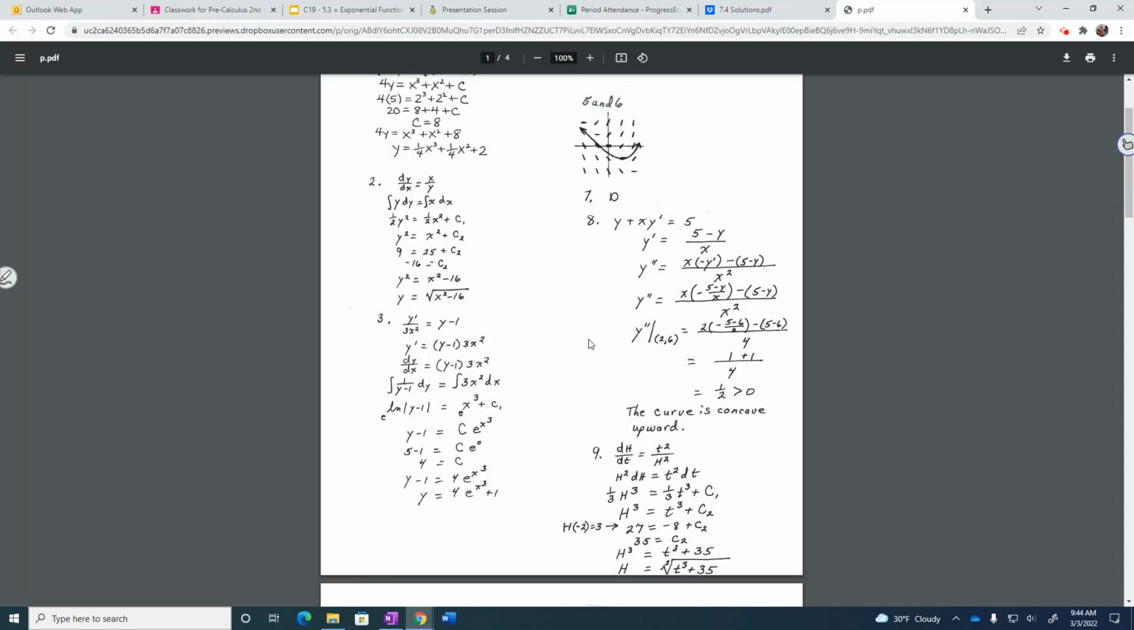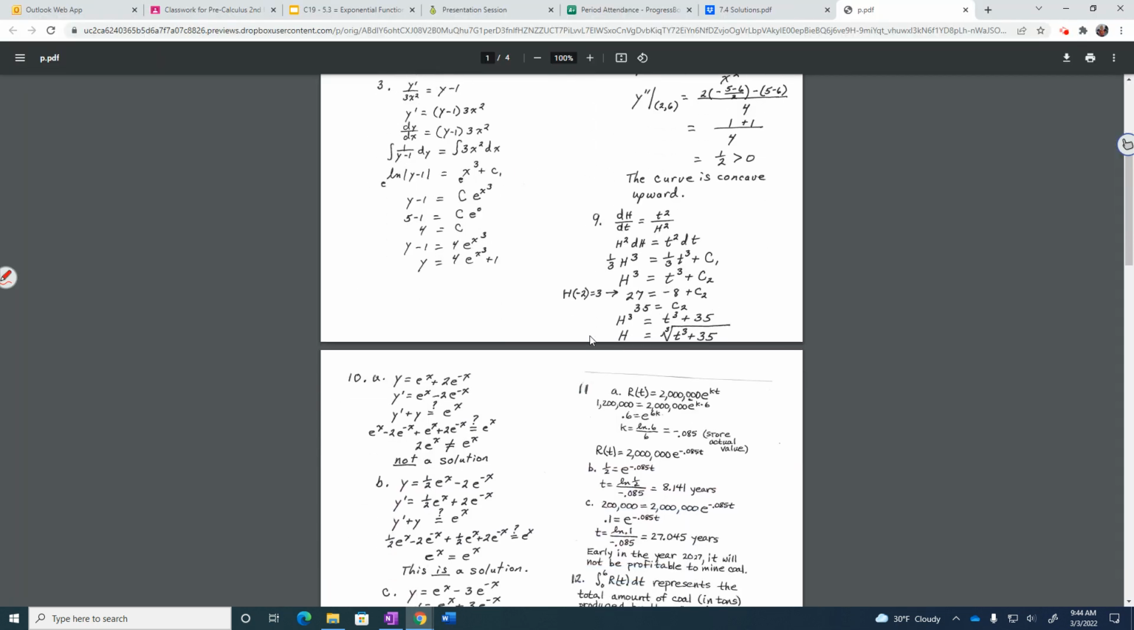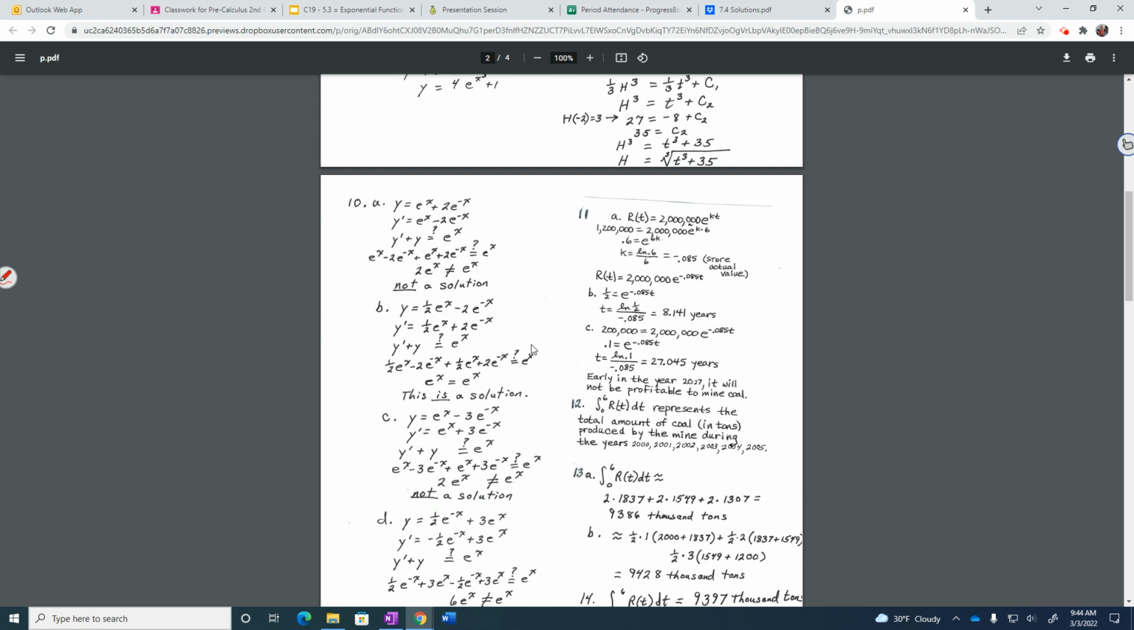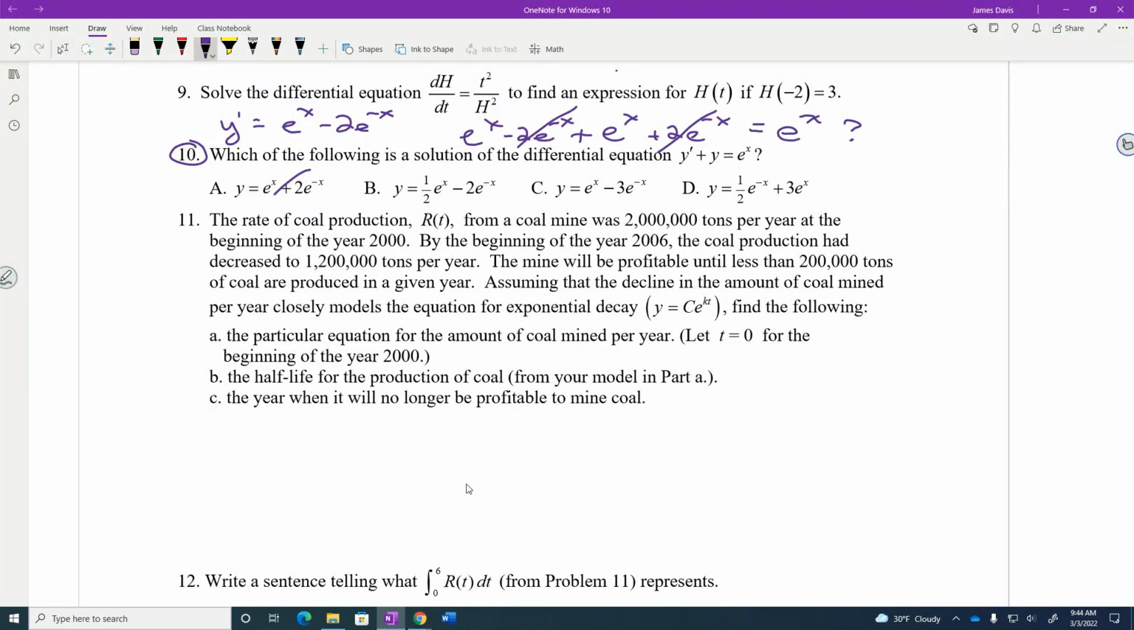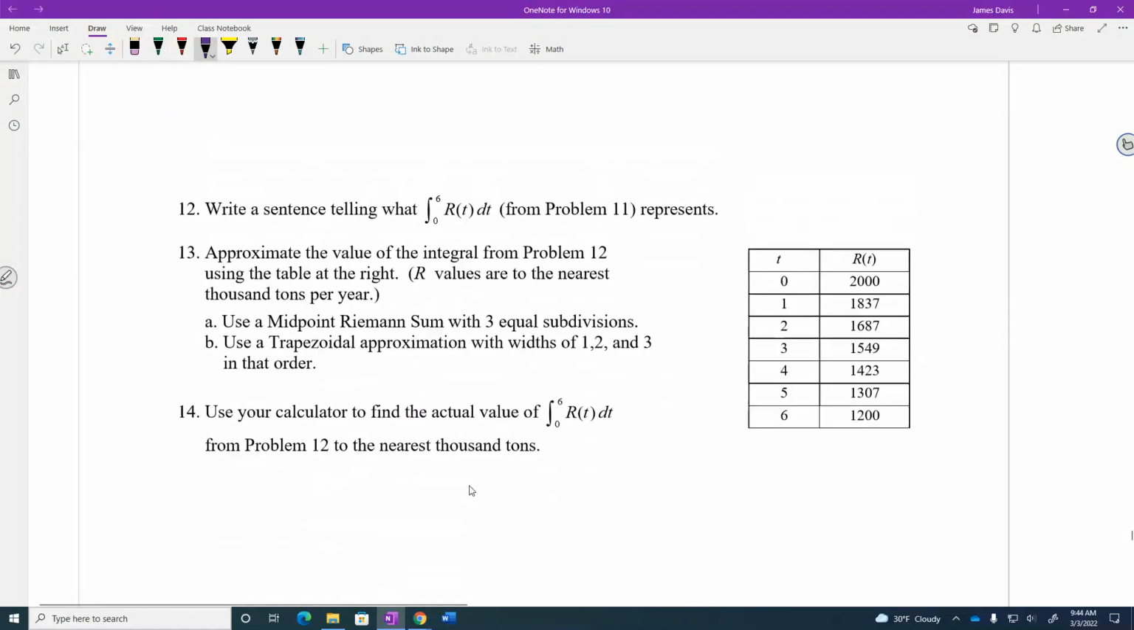Do all those. For number 10, A is not a solution, so B was a solution, and then C is not, and D is not. B was the solution. Do we do okay with that? Okay, and then that was it. Right, those 3.